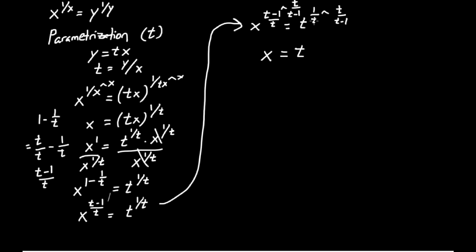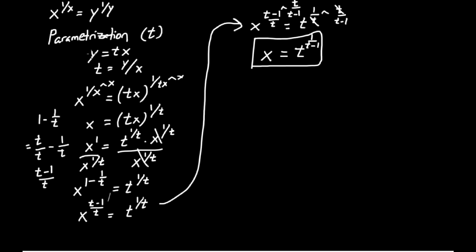And what's the exponent there? These t's are going to cancel. And so I get 1 over t minus 1 as that new exponent. So that's my first equation there for x. That x is equal to t to the 1 over t minus 1. And now I found x in terms of t.